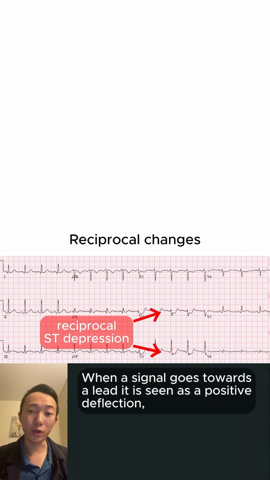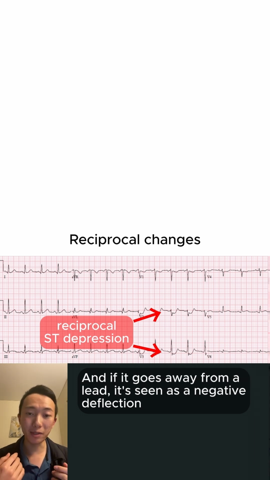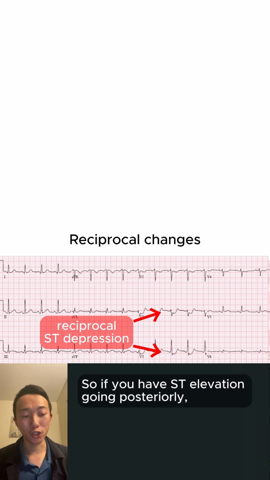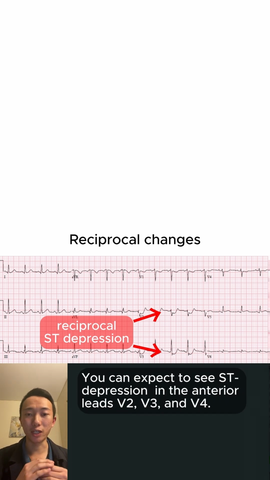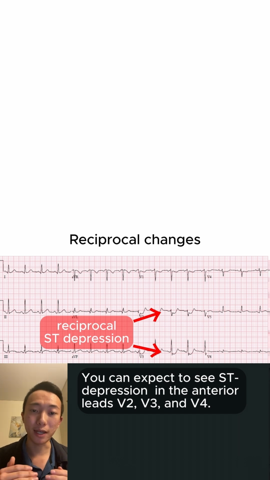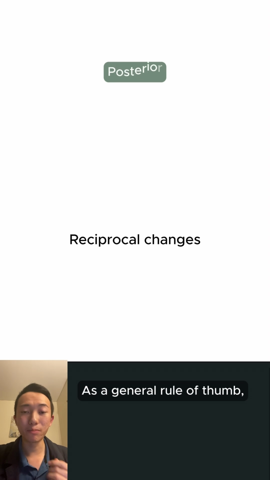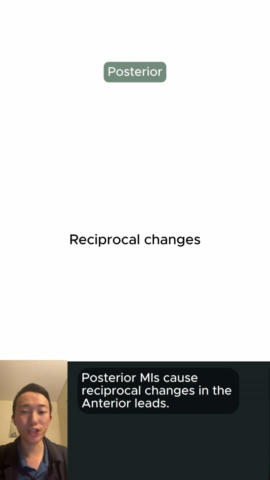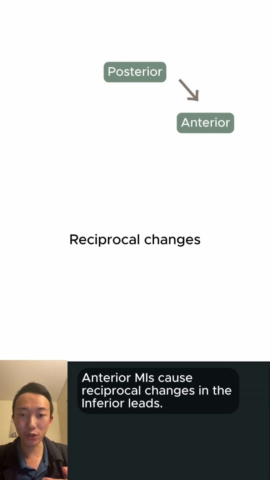Like I said earlier, when a signal goes towards a lead, it is seen as a positive deflection, and if it goes away from a lead, it's seen as a negative deflection. So if you have ST elevation going posteriorly, you can expect to see ST depression in the anterior leads, V2, V3, and V4. As a general rule of thumb, posterior MIs cause reciprocal changes in the anterior leads, and anterior MIs cause reciprocal changes in the inferior leads.